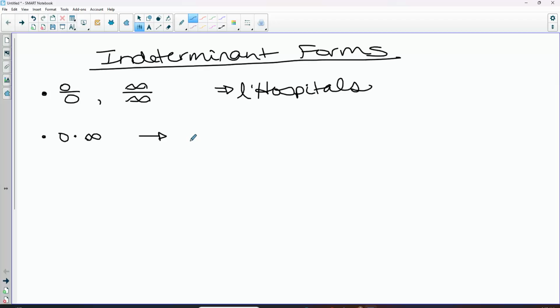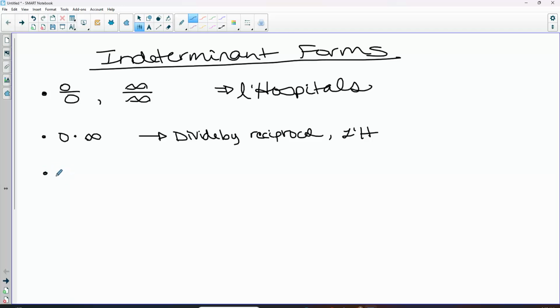Yes. We have to turn this into a fraction. So we divide by the reciprocal of one of them. So that's written as a fraction. And then you can do L'Hopital's from there.